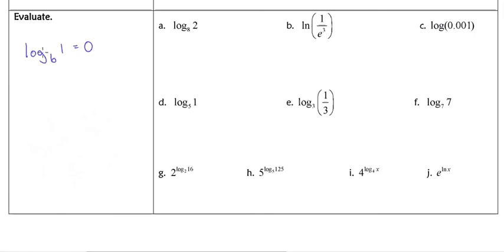If we have log, it doesn't matter what the base is, of 1, then our answer has to be 0. That's rule number 1. Our second rule is going to be that if we have log base b of b to some power, then that answer has to be the power. And that hopefully makes sense.